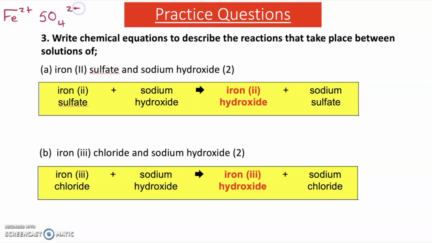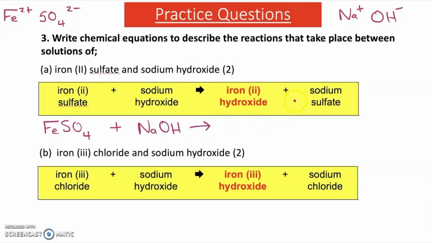So for iron 2 sulfate, the 2 ions are Fe2+ and SO4 2-. Because they have the same charge, they cancel out. So the formula of iron 2 sulfate is FeSO4. Now for sodium hydroxide, the 2 ions present are Na+ and OH-. Once again, because these have the same charge, they cancel out. So the chemical formula of sodium hydroxide is NaOH.